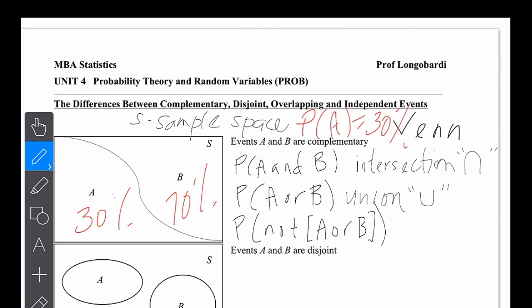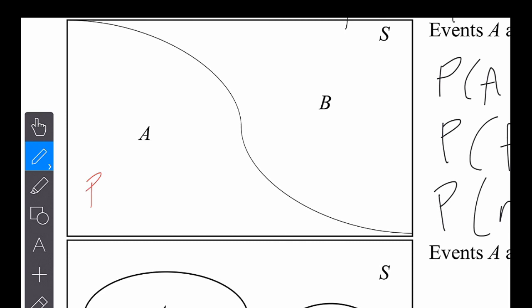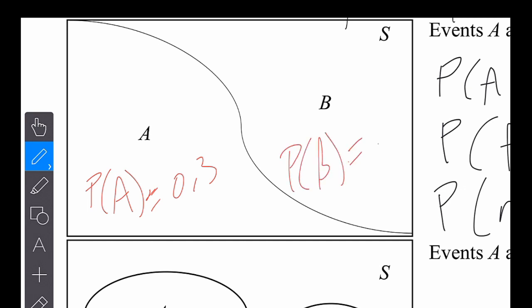That's just an example. So, P of A is 0.3, then P of B is 0.7. The reason is that they must sum to 1, or 100%, in the space. This should feel familiar to you.